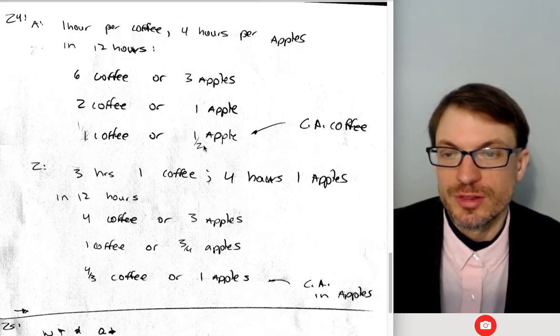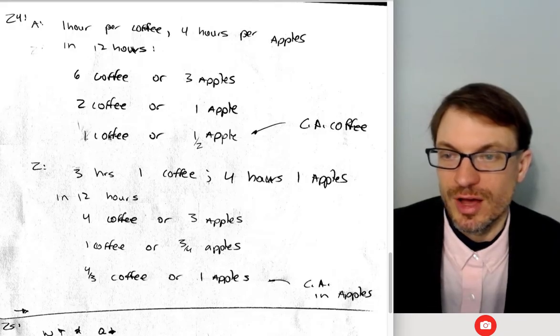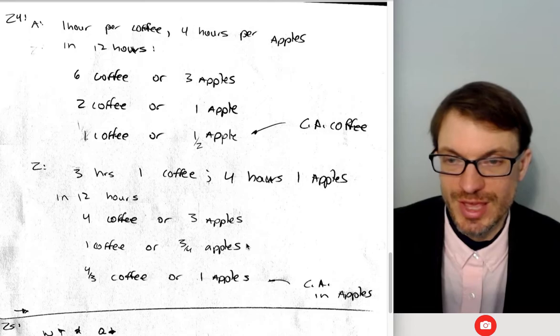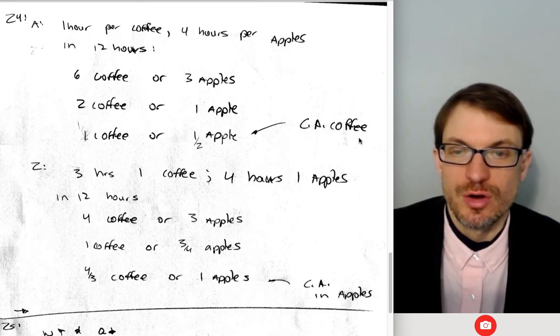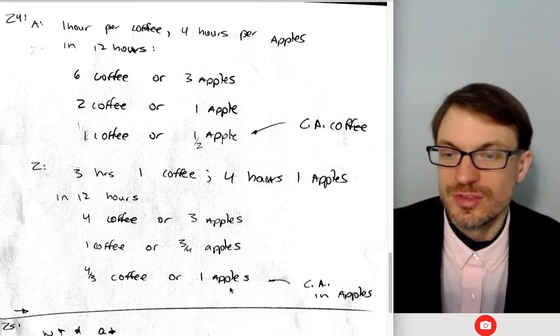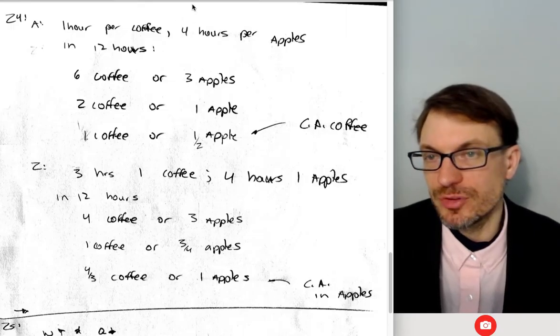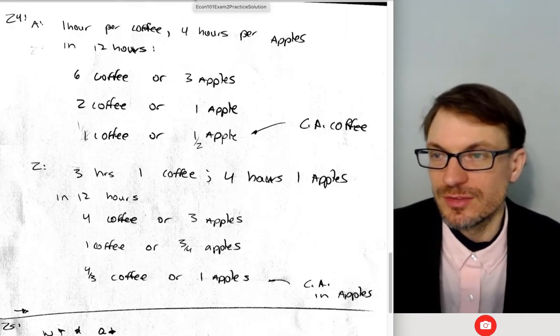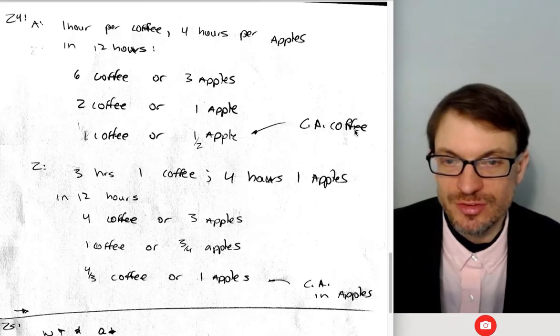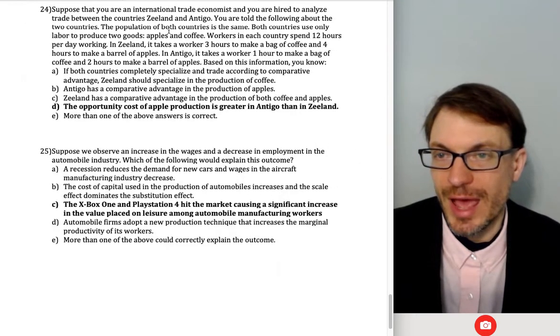So we look for the lowest cost of producing coffee. Lowest opportunity cost is 1/4 apple versus 3/4 apples. So Antigo has a comparative advantage in coffee. Zealand has a comparative advantage in apples. All right, so Antigo has a comparative advantage in coffee. Zealand has a comparative advantage in apples.